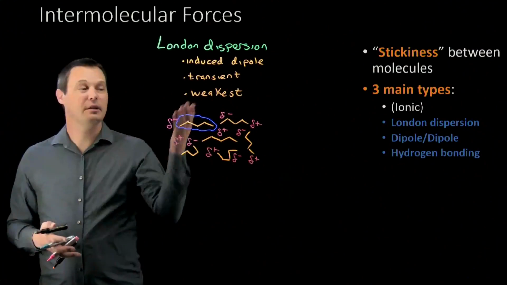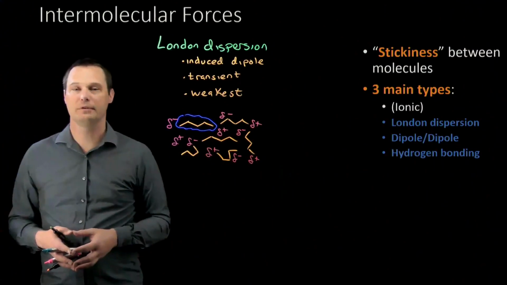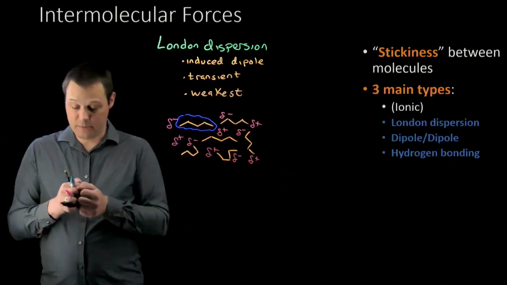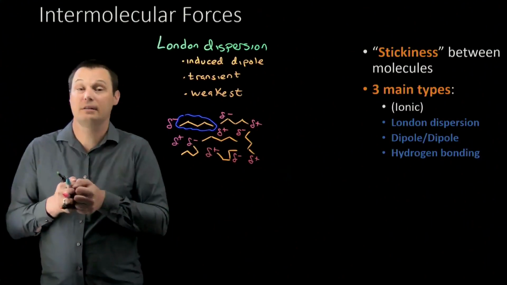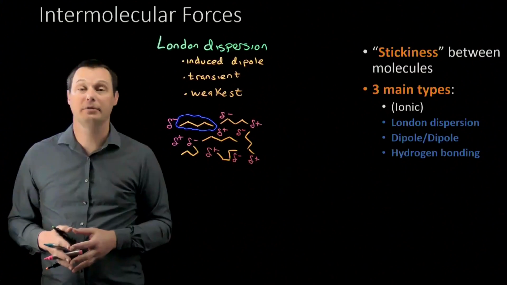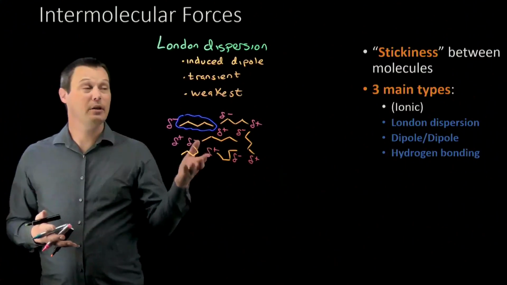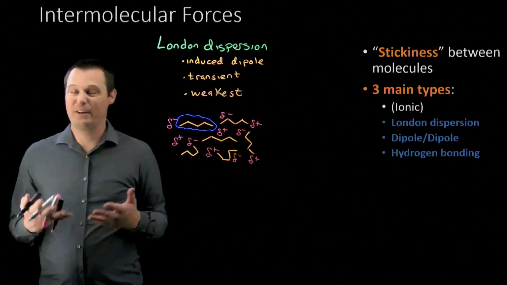As a result, the London dispersion forces are the weakest intermolecular force. If the only thing a molecule has going for it is London dispersion forces, then the molecule's not going to be stuck together very tightly, and it would not have a very high melting point or boiling point. Good news, every organic molecule in the universe has London dispersion forces. Bad news, they're very weak.